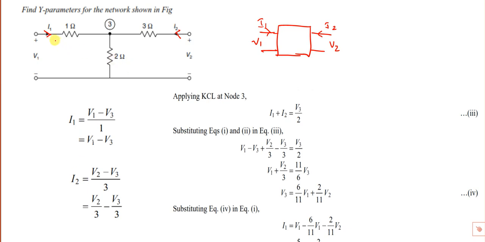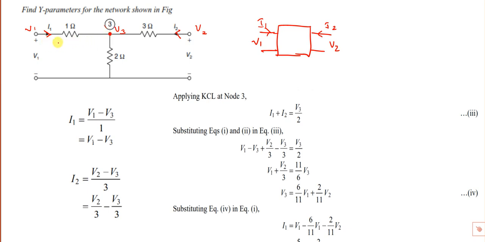Let me write the expression for I1. Current is potential difference by resistance. So this is V1, right side it is V2. In between, one more node is there. You can see that is a third node. So this is the voltage here, it is V3. Here it is V1, here it is V2, here it is V3. Okay, this point is at V3.